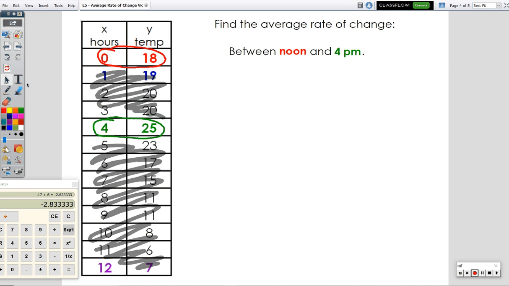And what we're going to do is create a table that just has my starting point and my ending point. So we'll have our x and our y value. This is my starting time at noon. So at noon we had 18 degrees, and then my ending time was 4 p.m. So at 4 p.m. we had 25 degrees. And now I'm just going to look for my average rate of change. I'm going to look for my change in my y values. To go from 18 to 25, that's a change of 7 degrees. And to go from 0 to 4, this is going to be a change of 4 hours.